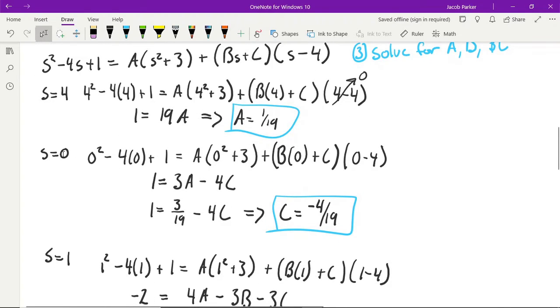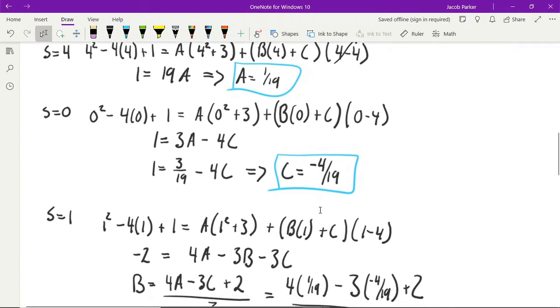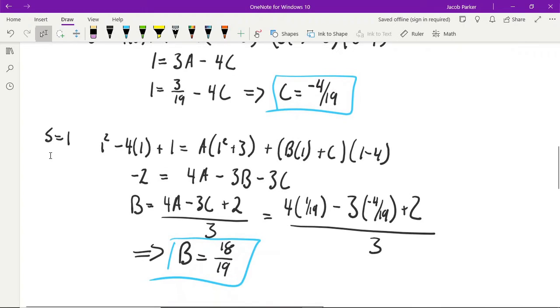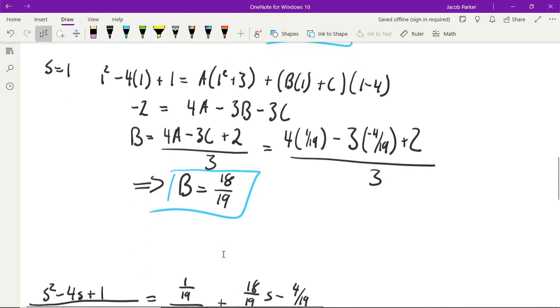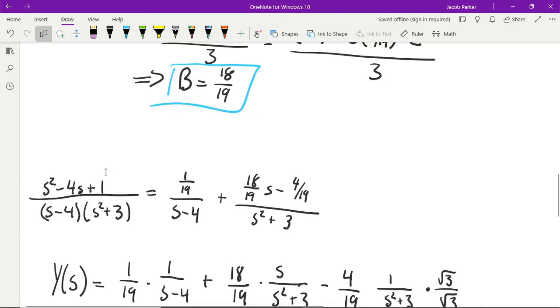The second number, I chose s is equal to 0, and then this left a and c, and we already know a, so we can find c to be negative 4/19. And then s equals 1 for the last one, and we'll get a fraction with all of the variables, but since we know a and c, we can solve for b is equal to 18/19. So just putting it all together, this fraction right here is equal to this expression here.